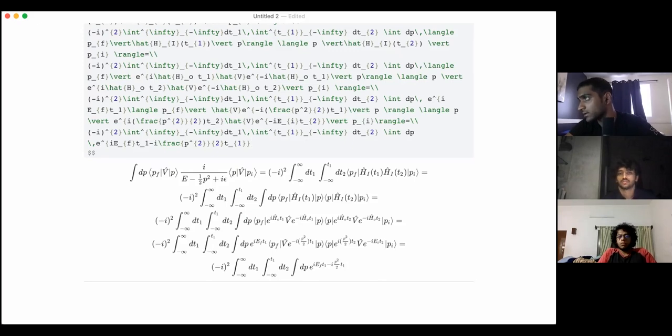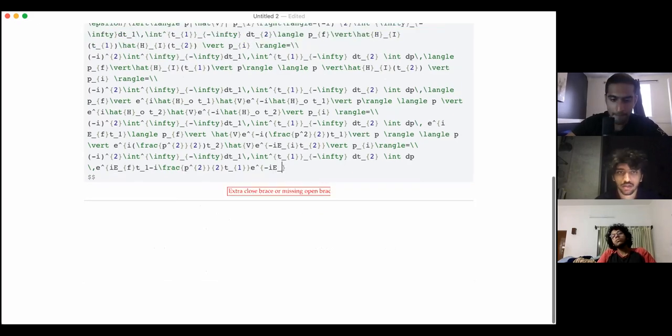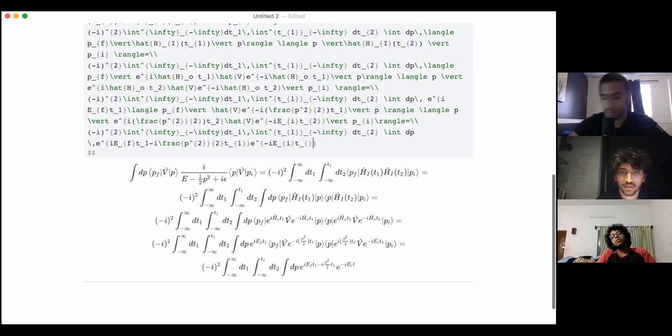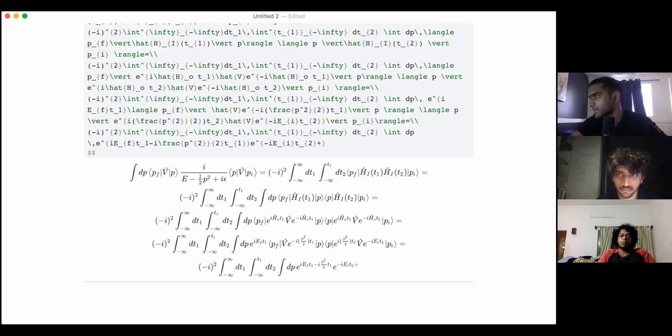So this is t1. And then I have another exponential. i p squared, so I have minus i E_I t2. Correct. Plus, minus. I mean brackets of plus, minus, right? If it was a bracket, I would put minus, but now plus i.